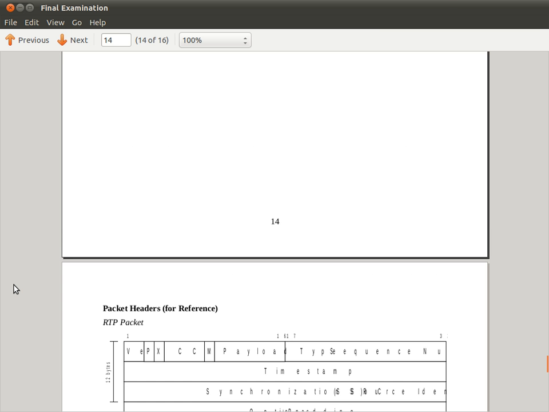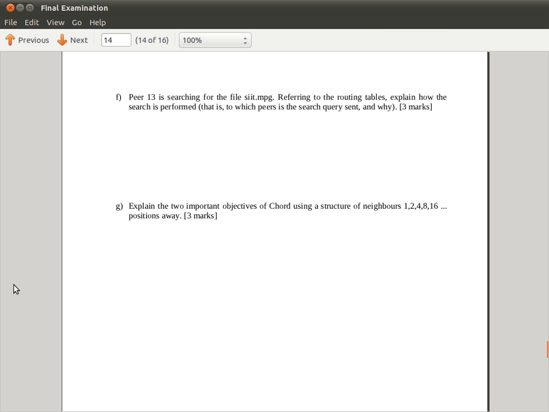Was there another question? Look, in last year's exam, or one of the other exams, I think there was a question like, okay, what if we don't use this 1, 2, 4, 8? What if we use something like 1, 2, 4, 6, 8, 10, 12? That is every 2 positions away as the routing table. What's the advantage and disadvantage?